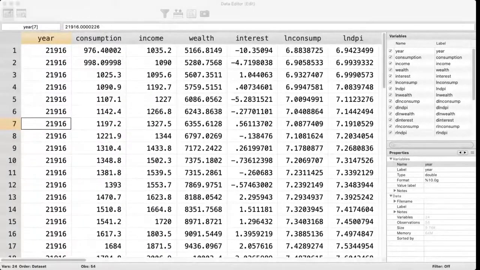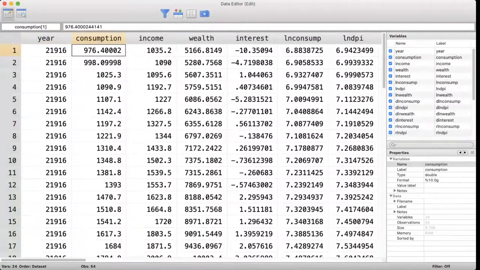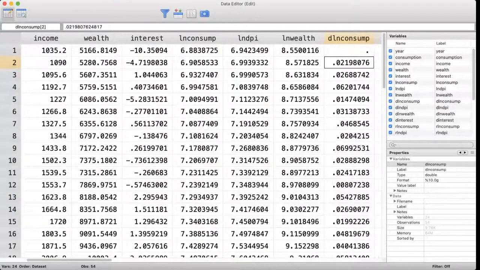Okay, here we have this data editor, and in it we have consumption, income, wealth, all these variables as they are, interest, and then we have taken the log of it: log of consumption, log of disposable personal income (DPI), and log of wealth. But then what I have done is I have subtracted log of consumption from the previous period. So log of consumption in this period is 6.88, here it is 6.905.